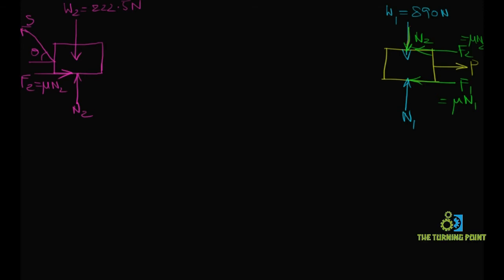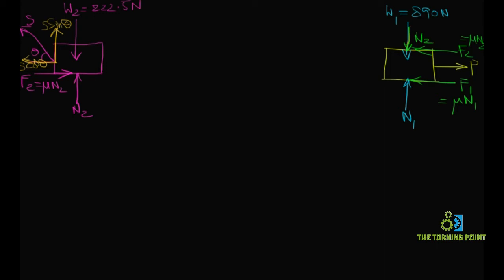S can be resolved into two components, one along the horizontal direction, one along the vertical direction. As the force is acting away from the point, the components will also act away from the point. Nearer to the angle, it will become S cos theta. Away from the angle, it is S sin theta. Why? Because nearer to the angle, it is always associated with the cos term. The opposite side is always associated with the sin term, right?